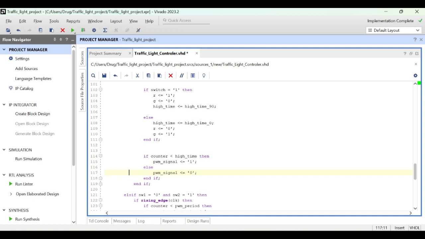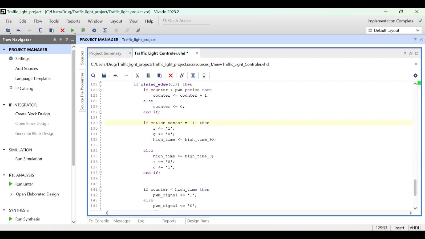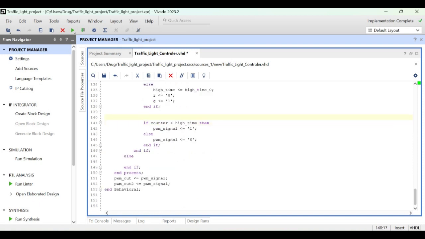When SW1 is 0 and SW2 is 1, we swap to the third mode. In this mode, the second servo motor and the LEDs are controlled by the motion sensor input. When the motion sensor input is 1, meaning there is a car moving on the other way, the light for the main road turns red and the high time value again takes the value of high time 90. Thus, the servo motor rotates 90 degrees, blocking the main way so that the moving car can pass safely.